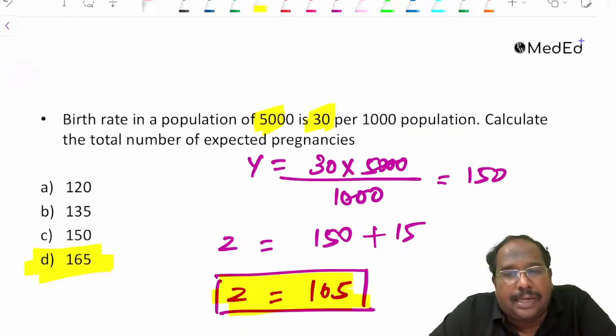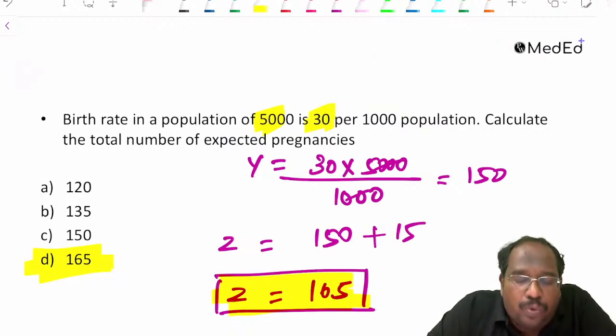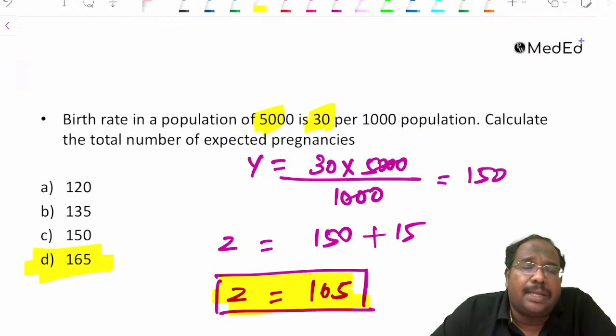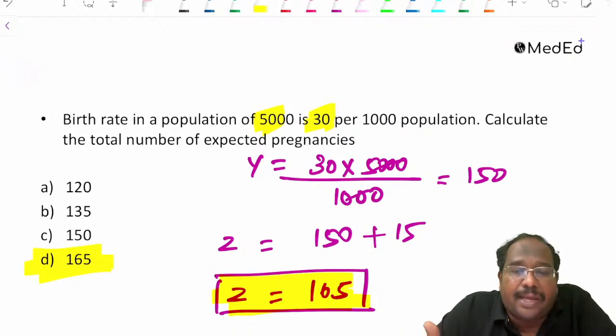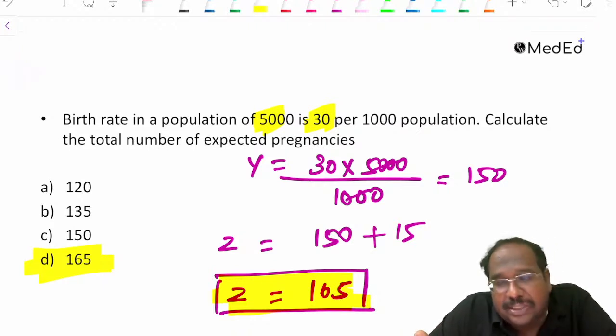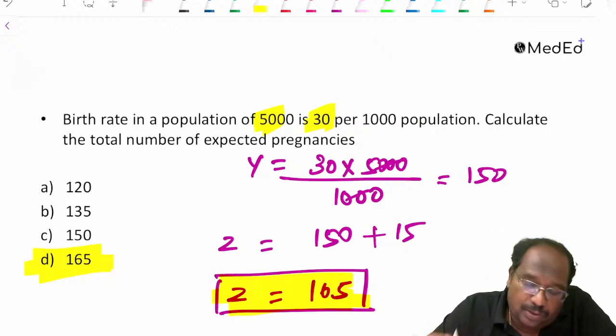This is how we can calculate. So who does this job? In a subcenter area, it is the responsibility of the ANM. She does this calculation and estimates the number of pregnancies. Based on this, she can order IFA tablets, DT injections, all those things.